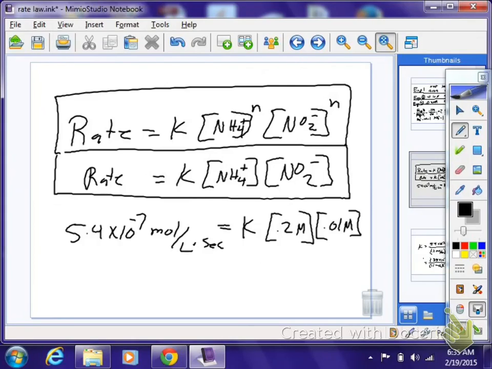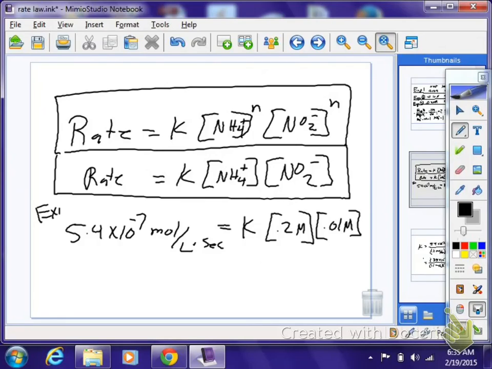Now, if n is 1, we don't have to put an exponent of 1, so we'll just write it like it is here. If it was 0, it wouldn't even show up in our rate law. We wouldn't even include the concentration. If we're wanting to solve for K, we have every variable. So what I've done here is I've looked at experiment 3.